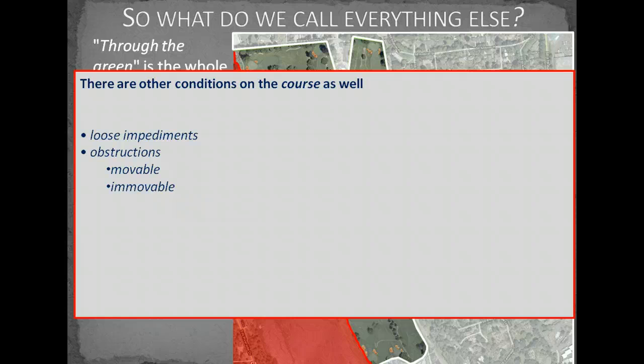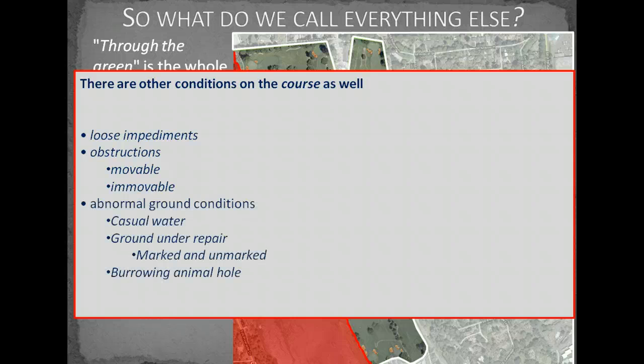Obstructions come in two forms. Those artificial objects that are easy to move are movable obstructions. Those artificial objects that are difficult to move, like a cart path, would be an immovable obstruction. Those can be found on any part of the course. You might have a cart path that turns into a bridge that then turns back into a cart path, and where there's a bridge, that's in a water hazard. And then the cart path on each side is through the green. So that single immovable obstruction goes from through the green to in a water hazard back to through the green. So know where it is on the course and know what kind of condition you're dealing with.